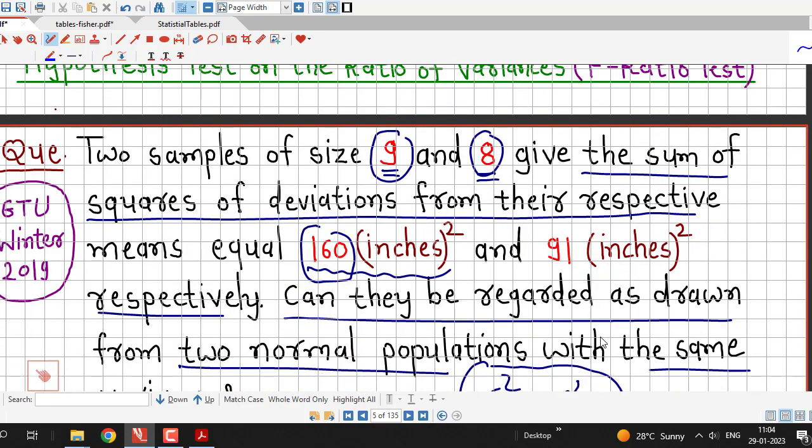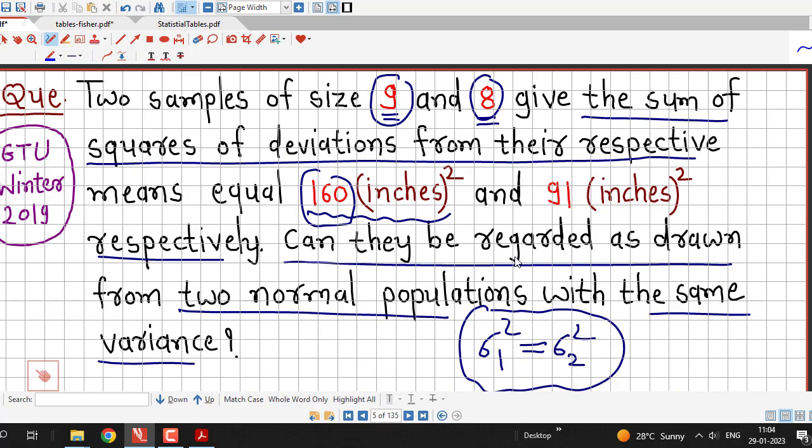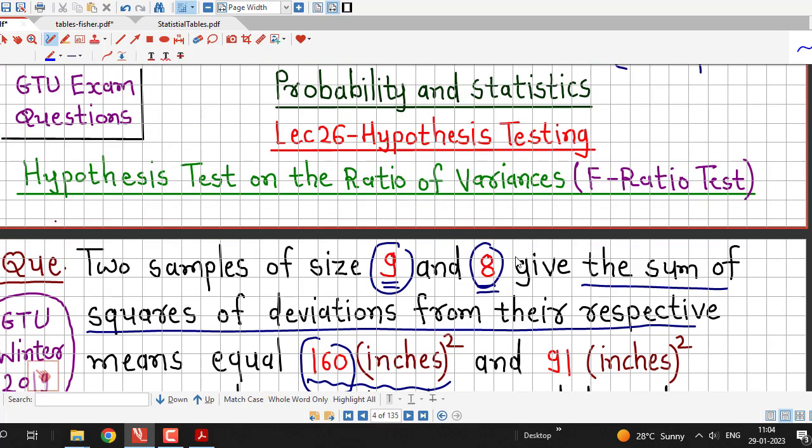So this is all about this session. In the upcoming lecture we will discuss some more problems on the F ratio test.